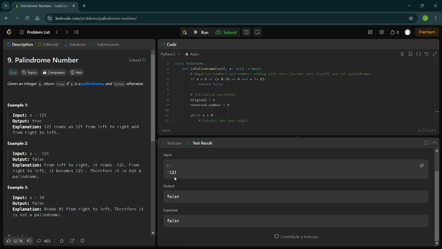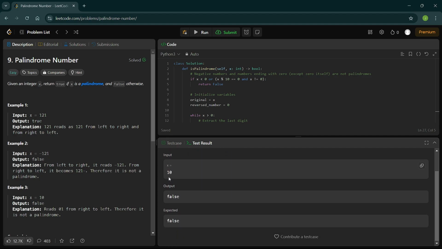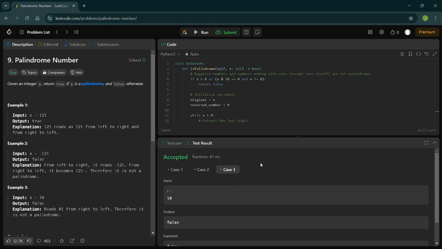In case 2, minus 121 cannot be read backward and forward because there is a minus sign over here. And in case 3, that's obvious, we cannot read it backward because there's a 0. If the number were 101, then it might be a palindrome, but for this case it's not.